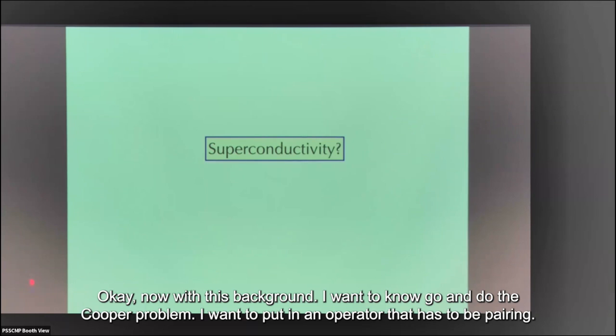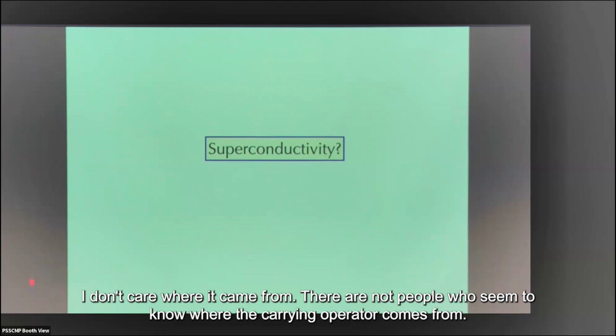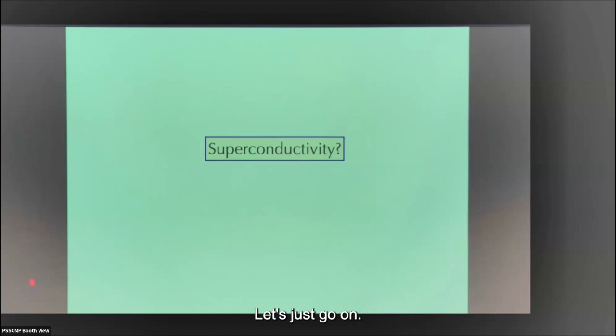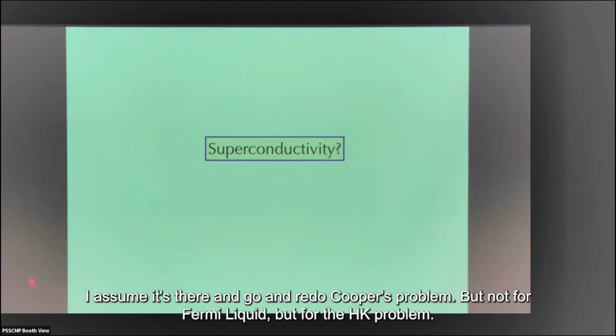Okay, now with this background, I want to now go and do the Cooper problem. I want to put in an operator that has to do with pairing. I don't care where it came from. There are enough people who seem to know where the pairing operator comes from. Let's just assume it's there and redo Cooper's problem, but not for Fermi liquid, but for the HK problem.